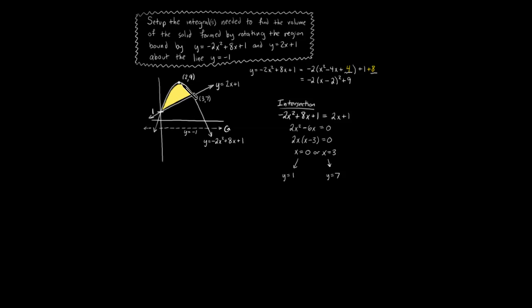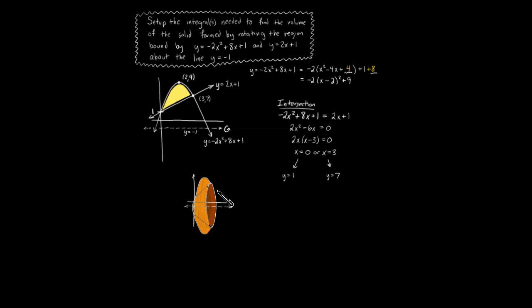If we take this little tiny arc here and spin it around this y equals negative 1 line, we're going to produce a region not dissimilar from something that looks like this. You can see this tiny region here corresponds exactly to this yellow region here, and we're just spinning it around to create kind of a bowl shape that's up on its side.